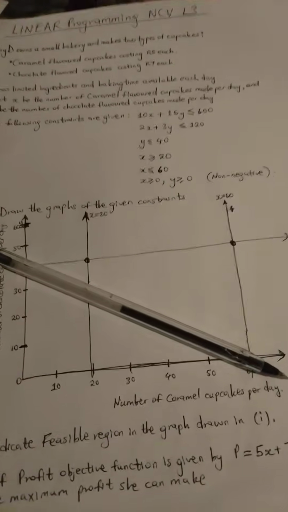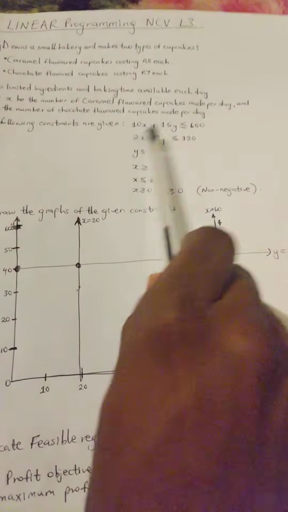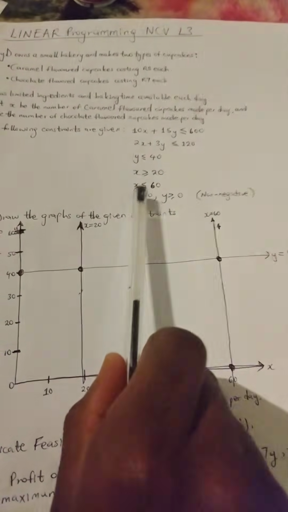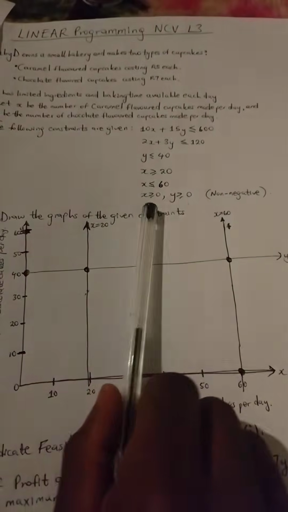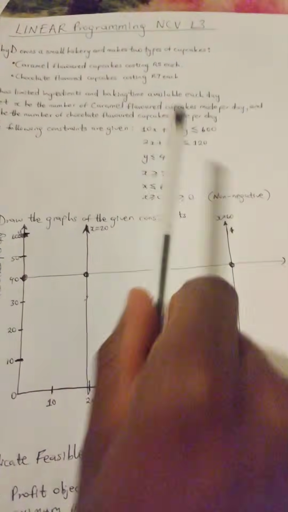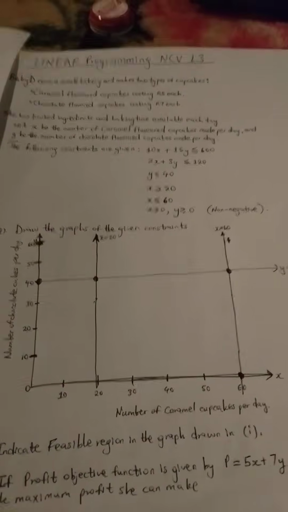Every time you draw the graph of these constraints, especially the ones that have x and y, remember these ones are just vertical lines, the x's, and the y's are horizontal. But when you come to this, do the method that I've just shown you. Find the x-intercept, find the y-intercept. Once you have them, join them using your ruler.